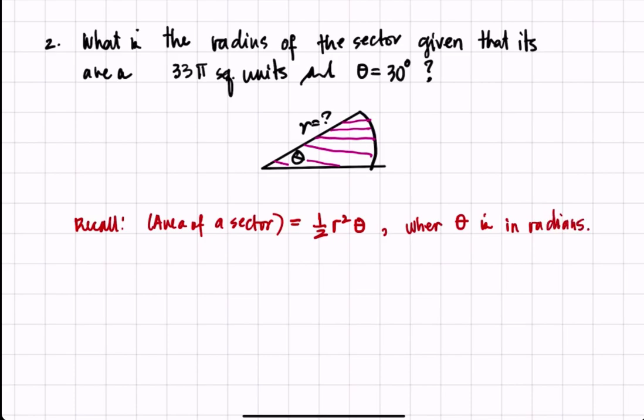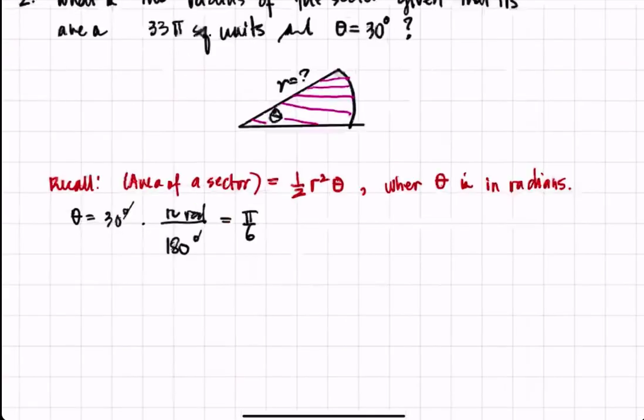Okay? So, ko-convert muna natin to radians. So, our theta here, 30 degrees. So, times mo sa pi, sa degrees, sa radians over the degrees. The conversion is pi radians, 180 degrees. So, you get pi over 6 radians or pi over 6. Okay? And then, we use this formula.